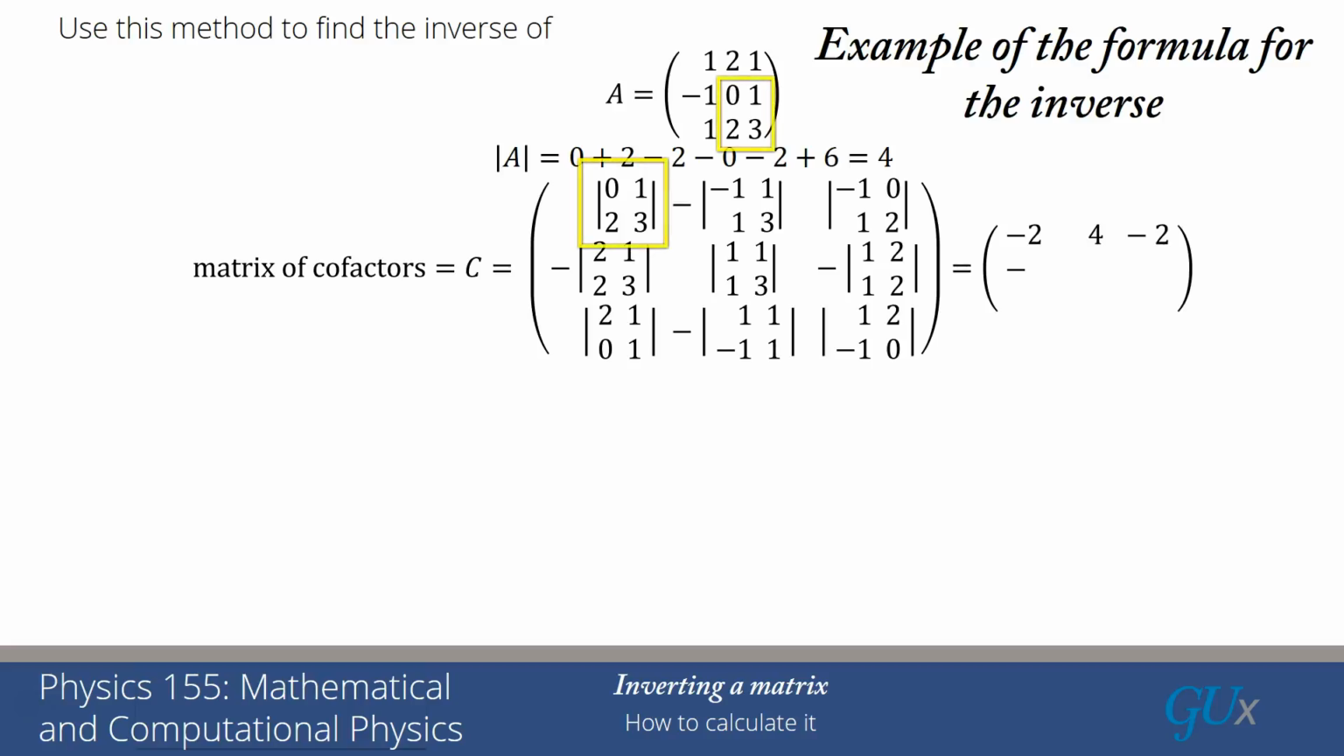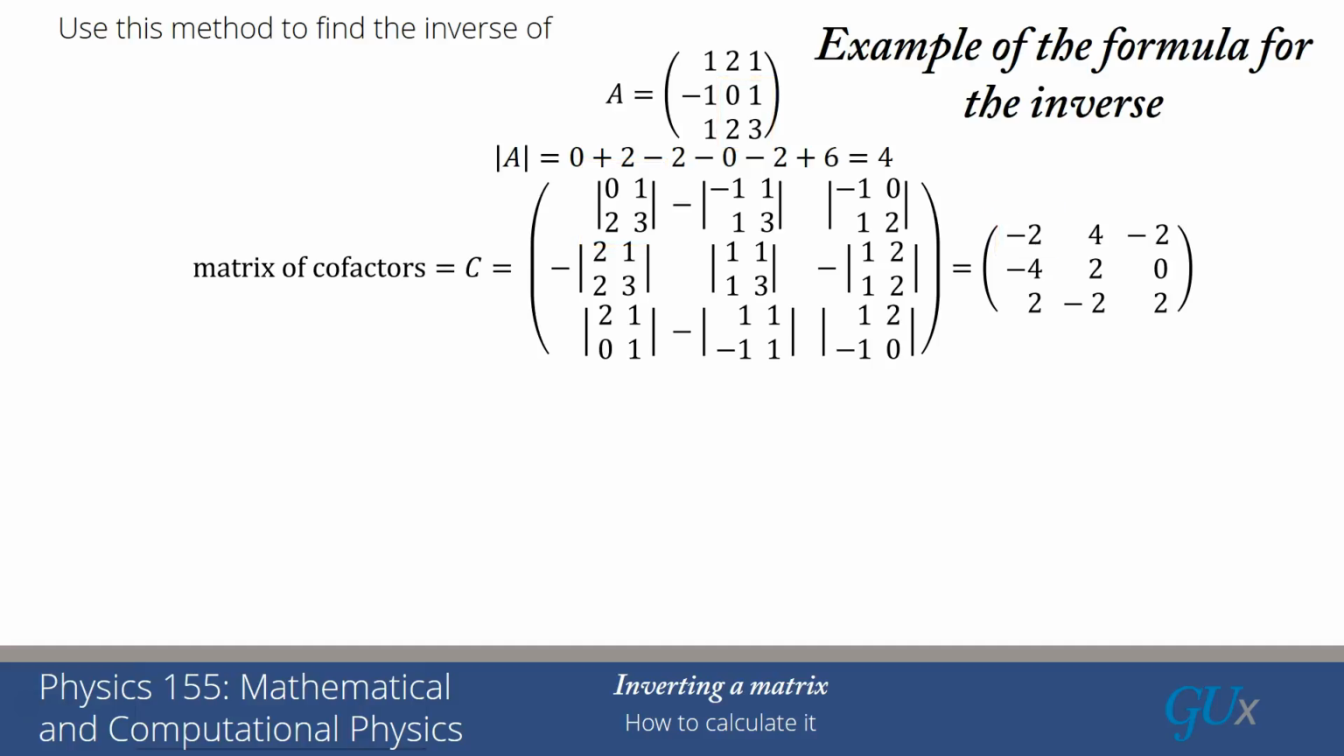So let's look at the 1,1 element. Minus 1 to the 1 plus 1 is equal to minus 1 squared, which is equal to 1. So there's a plus sign in front of that element. And I have to cross off the first row and the first column, so I'm left with the matrix 0, 1, 2, 3. So I have to take the determinant of 0, 1, 2, 3, which is 0 minus 2, so it's equal to minus 2. And that is the 1,1 element of the matrix of cofactors.